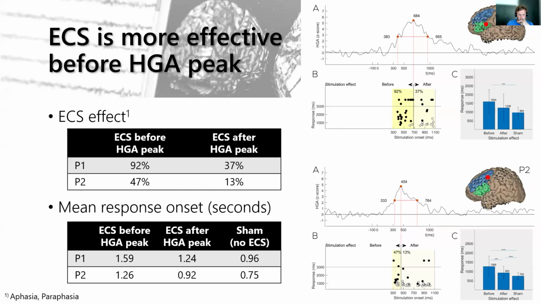So if there is no ECS at all, you see that the speech onset is faster than if ECS is applied, whether it's after the peak or before the peak doesn't matter. And especially comparing the sham experiments without ECS to the ECS before the high gamma activity peak, there is a strong significant difference.